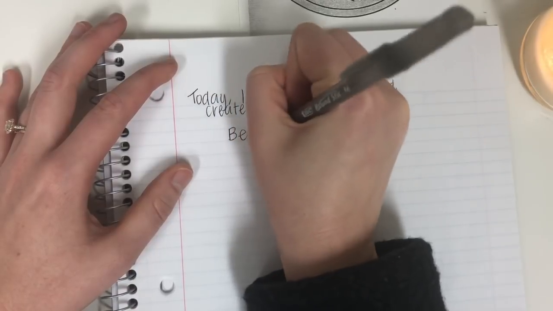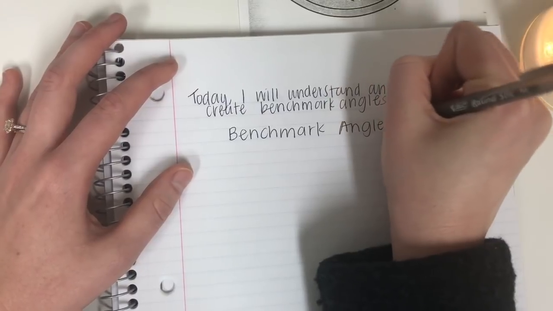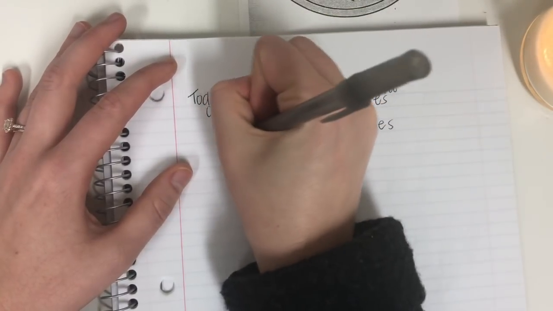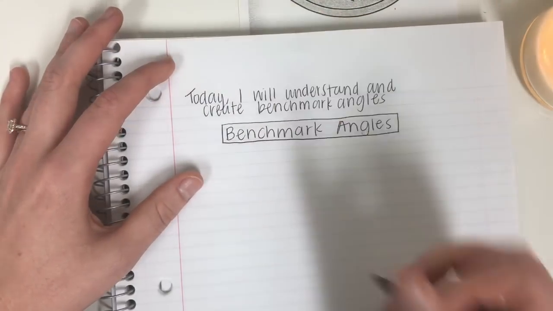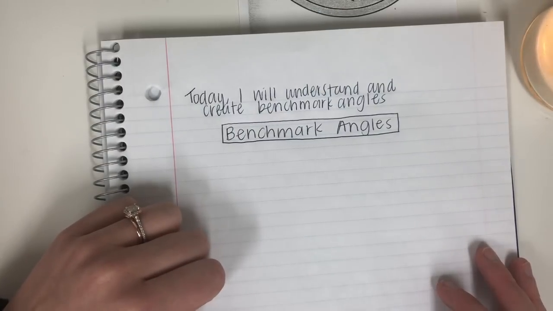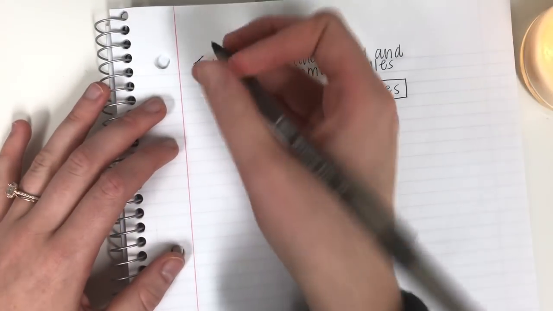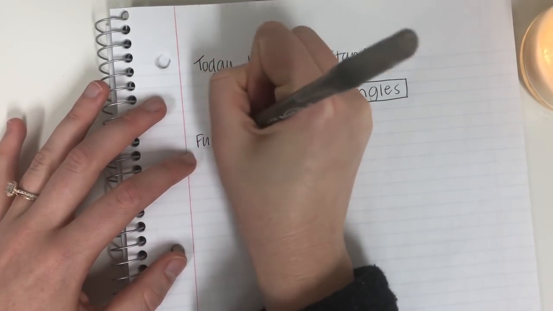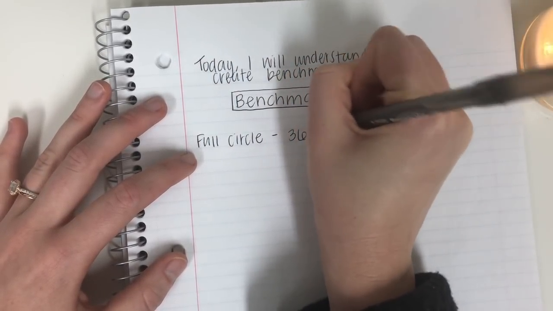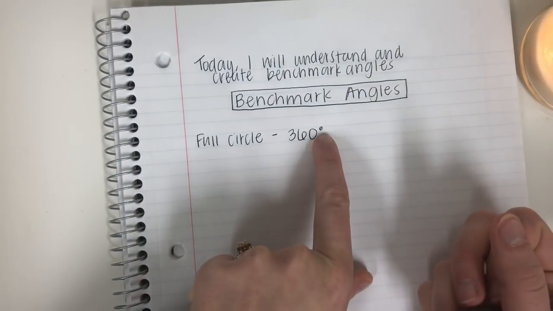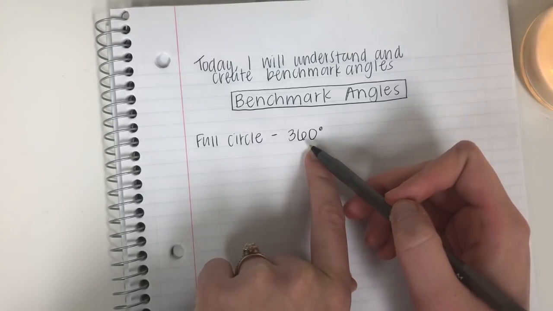We have benchmark angles, and we know that a benchmark is like the basic. These are our go-to angles that we will build on as we get older. As a fourth grader, you're getting the start of it, and you'll really see how these angles travel with you through all the grades. The first angle creates a full circle. A full circle is 360 degrees. This is my degree sign. We measure angles in degrees.